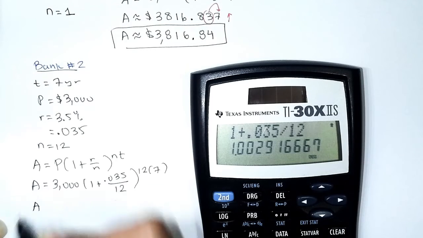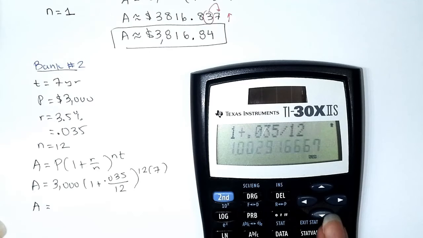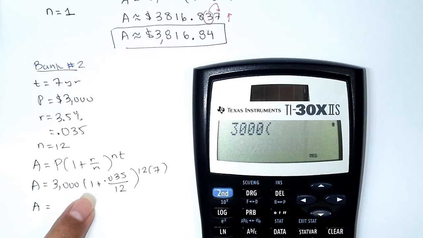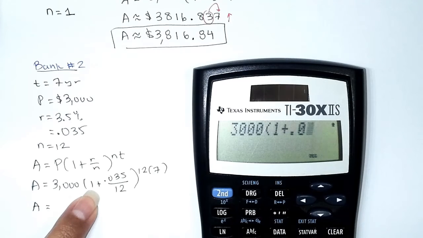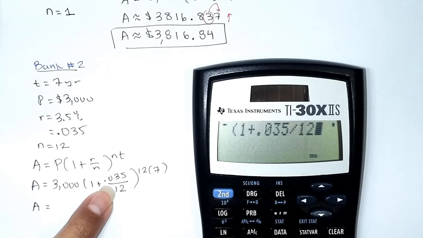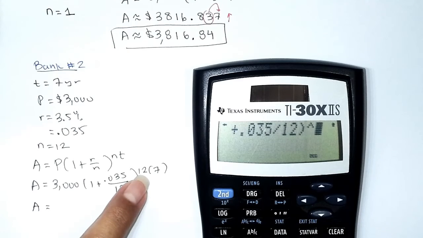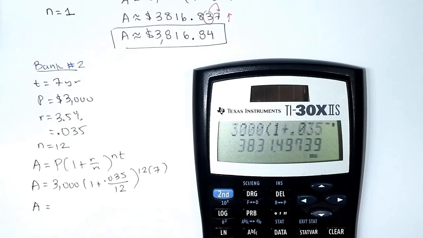So we have that the final amount equals 3,000 times, I'm going to use the open parenthesis, 1 plus 0.035 divided by 12, close the grouping symbol, raised to the exponent 12 times 7, which is 84. If you're too tired to risk it, just enter the product 12 times 7, but don't forget to wrap it up, okay? That will give us something with a lot of decimals, so we're going to have to round.